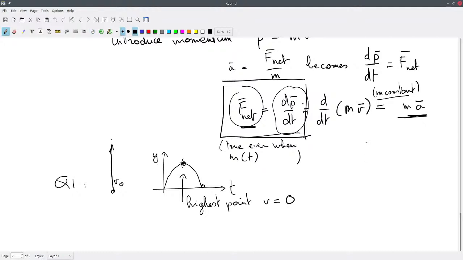So I see a couple of good answers there. No, the net force is not equal to 0. Why? Well, we know it cannot be equal to 0 because the object is accelerating. The acceleration is minus g in the y direction, right? That's non-zero. So there must be some external force which is causing this acceleration, which causes the velocity to change.